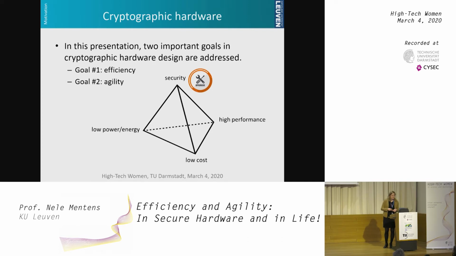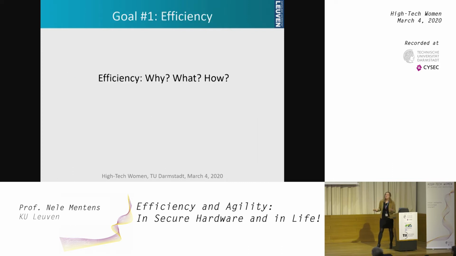The other goal is agility. In security research, or in security in general, we never know what's coming. There might be tomorrow a new vulnerability detected, and that means that all systems need to be updated. So we need to make sure that electronic devices are also agile. It's not enough to make them very efficient, but we also need to make sure that we can apply updates or upgrades when necessary. I will first look at the first goal, efficiency. What do we mean with efficiency? I already told you: low power, low energy, high performance, low cost, etc.